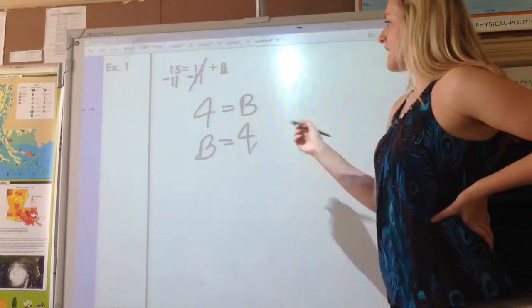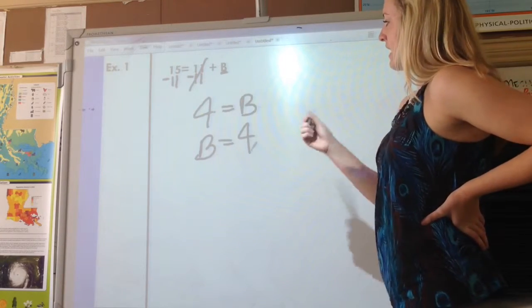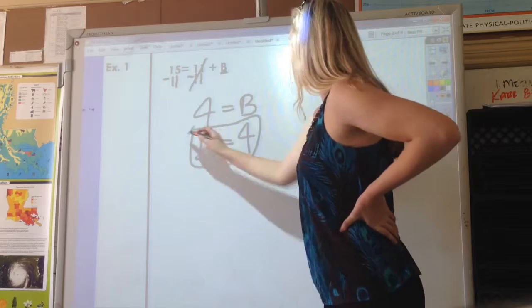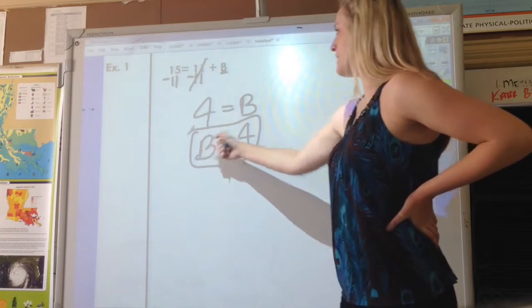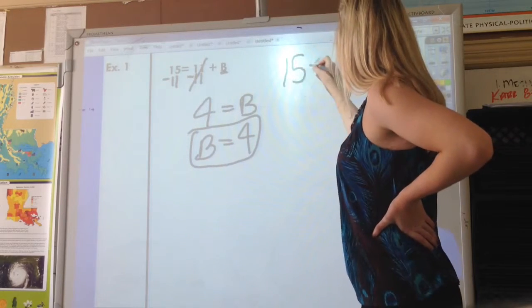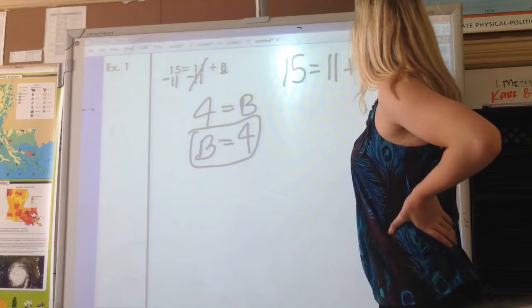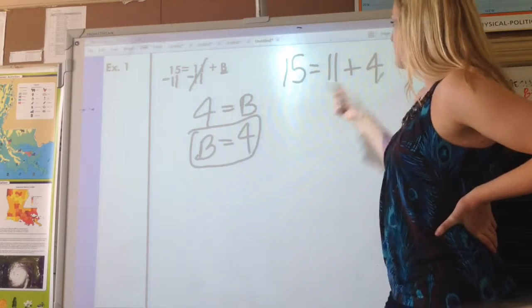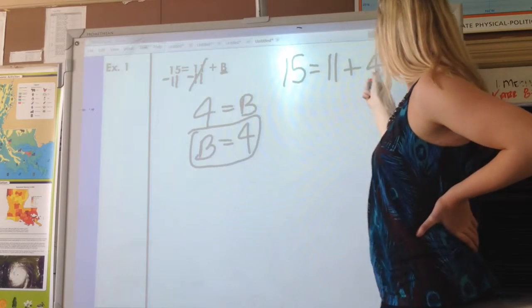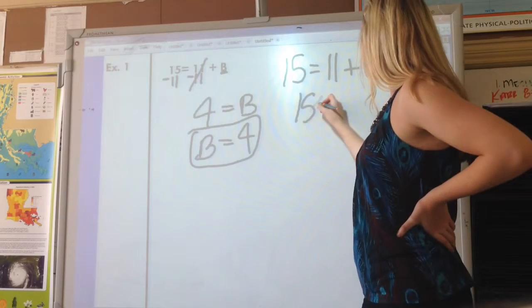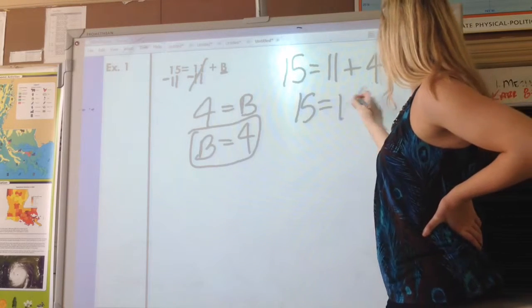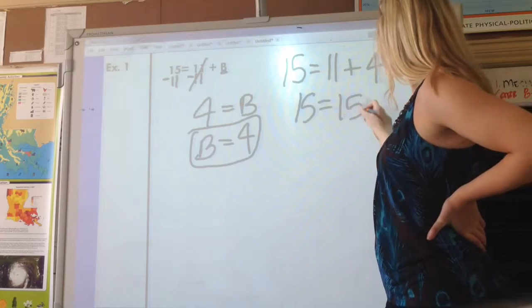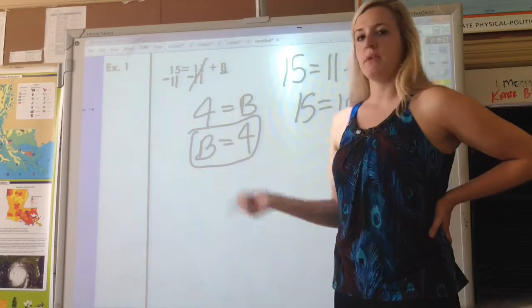Now my last step is I could check my work to make sure that I have the right answer. So let's go ahead and plug 4 back in for b. So 15 equals 11 plus 4. And then again, all I did there was plug 4 back in for b. So 15 stays the same on this side. 11 plus 4 is 15. And since both sides equal the same thing, I know that I was correct in saying b equals 4.